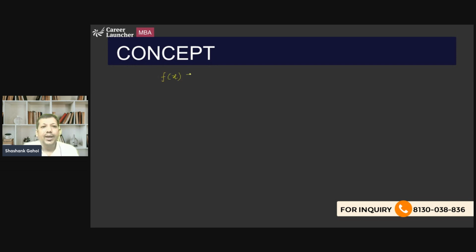So let's say we have a function that is the maximum of 2x plus 3 and 3 minus 5x. So we have this kind of function. Now we are going to see what kind of questions we can get on this function of maxima minima, and try to understand how we are going to approach these kinds of questions, right?